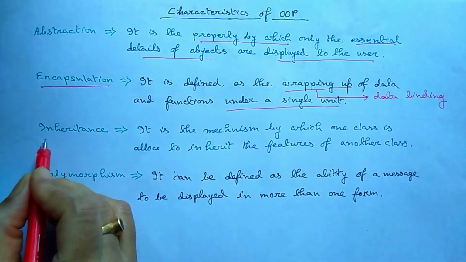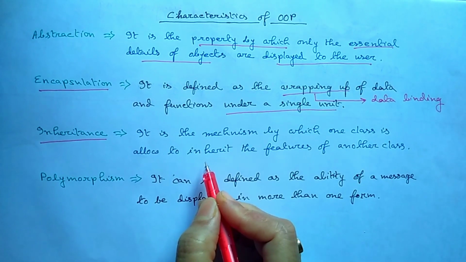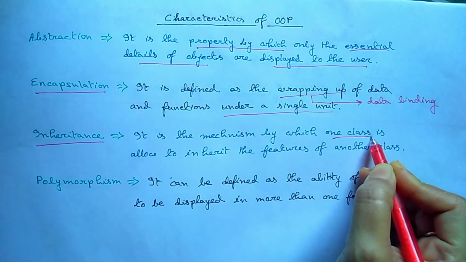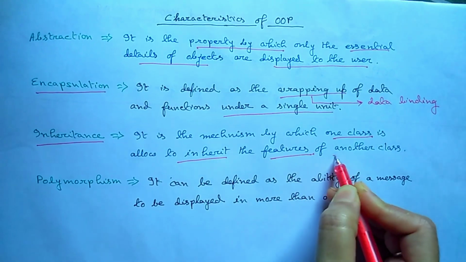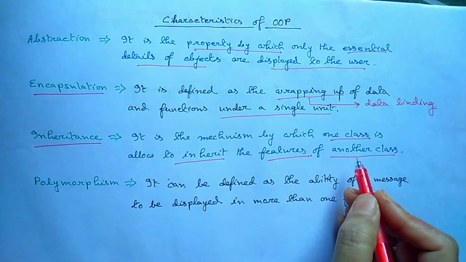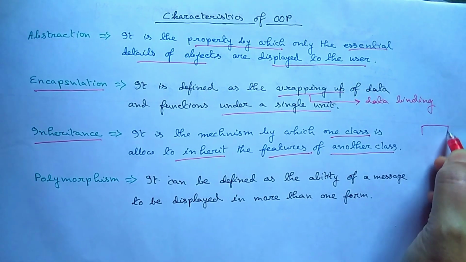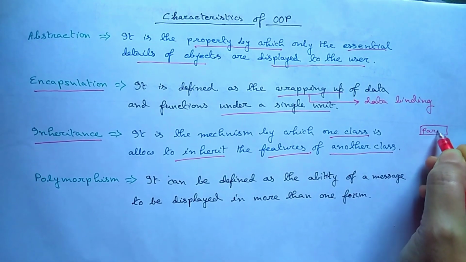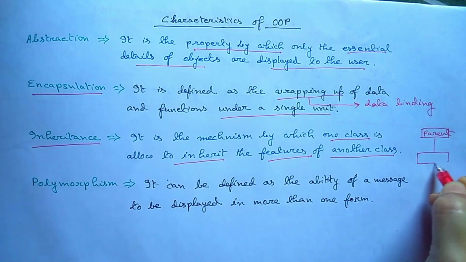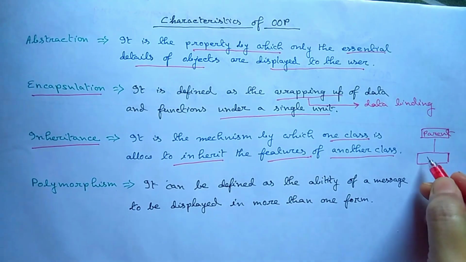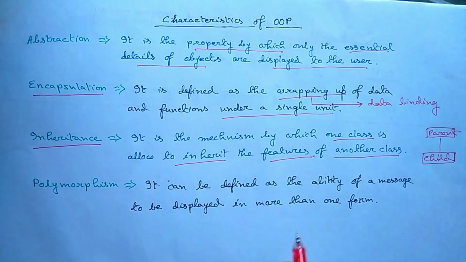The next feature is inheritance. It is the mechanism by which one class is allowed to inherit the feature of another class. That's why the class which is inherited is called parent class, and the other class from which it is inherited is called child class.